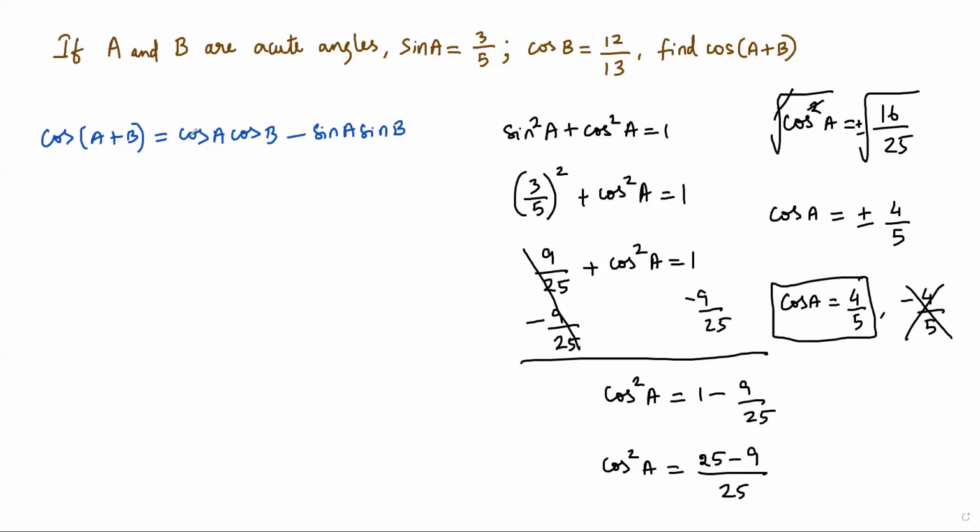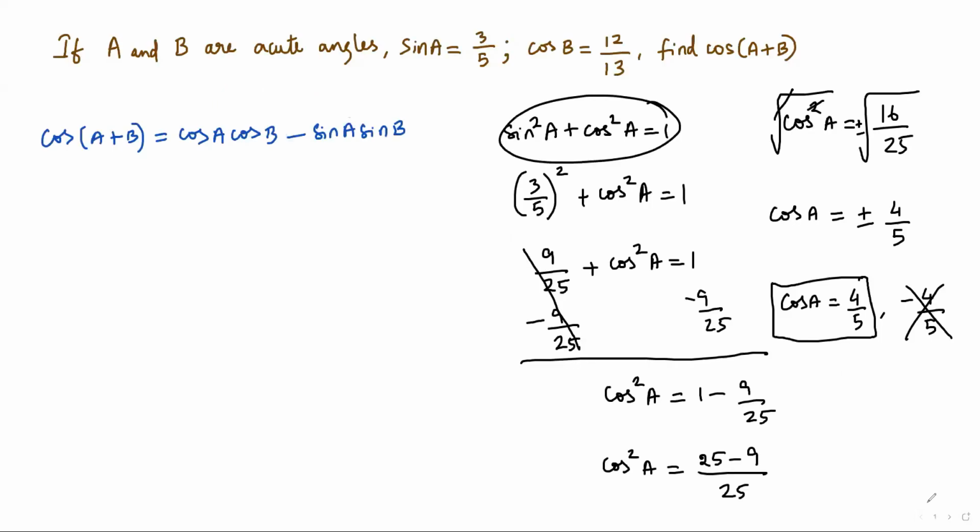Okay, now I got the value of cosine A is 4 over 5, and I have the value of cosine B in the question. I have the value of sine A, that is also in the question, but still I have to get the value of sine B. Again, I have to use the same Pythagorean identity and solve for this sine B. Okay, let's do this one on the next page.